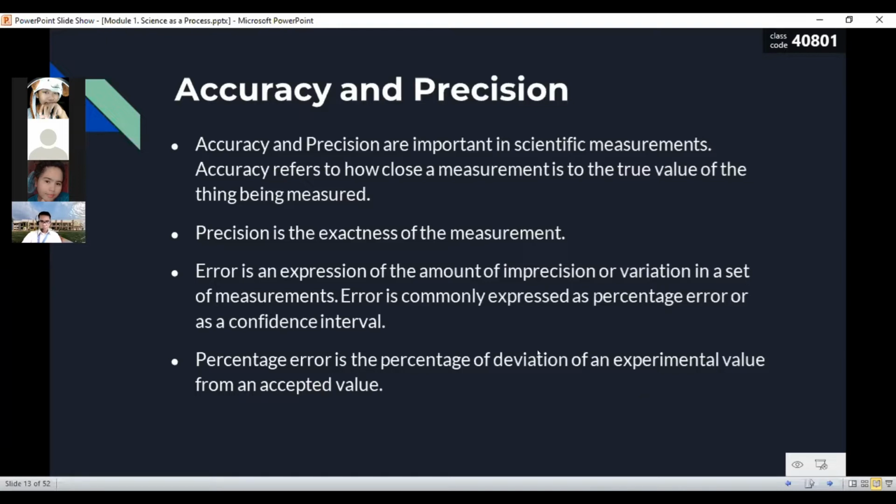The percentage error naman is the percentage of deviation of an experimental value from an accepted value. Percentage error is how big your errors are when you measure something in an experiment. For example, a 1% error means that you got very close to the accepted value, while 45% means that you were quite a long way off from the true value. And lastly, the confidence interval. A confidence interval describes the range of values for a set percentage of measurement.